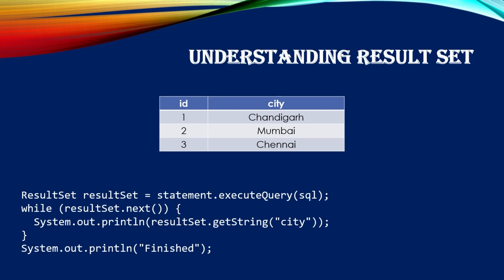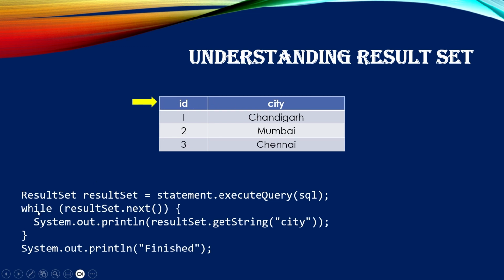So for iterating over this, we will be taking help of the while loop. So we will say while, and then we will say resultSet.next. Here, when you execute this particular statement with executeQuery, assume that it is going to have this result set as well as a pointer like this, which will initially point at the header.